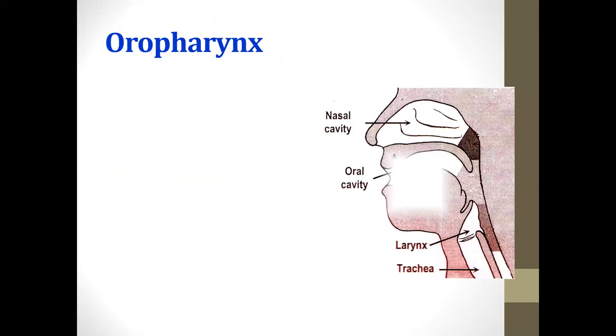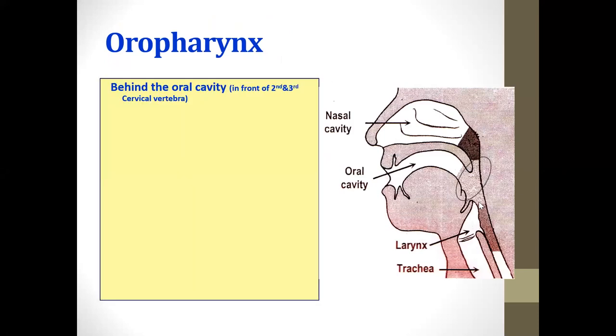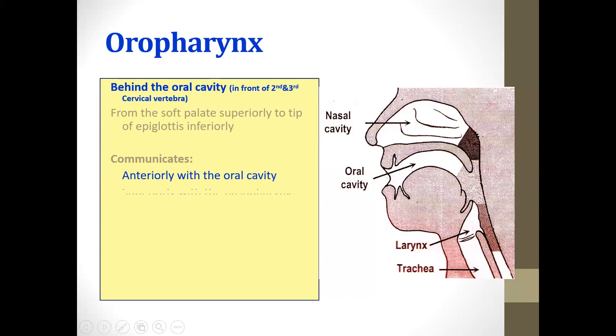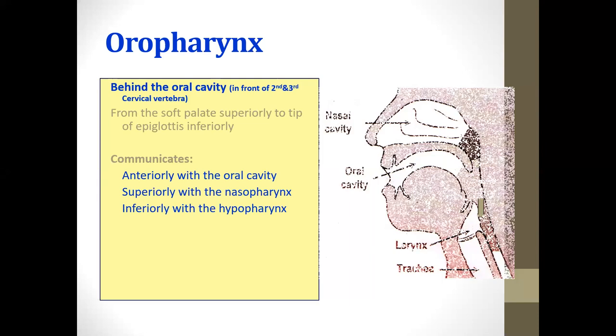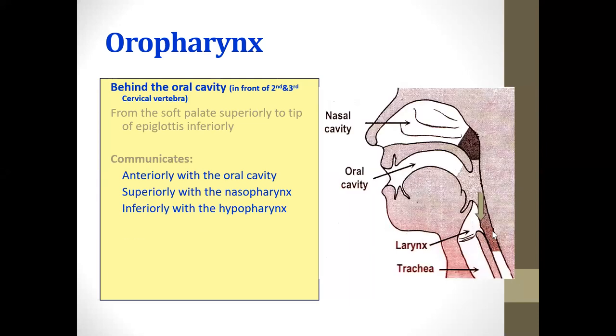The oropharynx is situated in front of the second, that ring, you see that ring? In front of the second and third cervical vertebrae. It starts from the soft palate to the tip of the epiglottis inferiorly. So this is the tip of the soft palate, which is made by the uvula. The uvula is that structure that hangs, and the tip of the epiglottis inferiorly. It communicates anteriorly with the oral cavity, superiorly with the nasopharynx, and inferiorly with the hypopharynx.